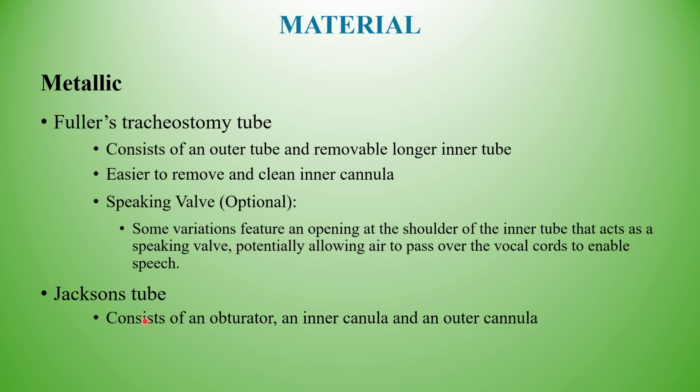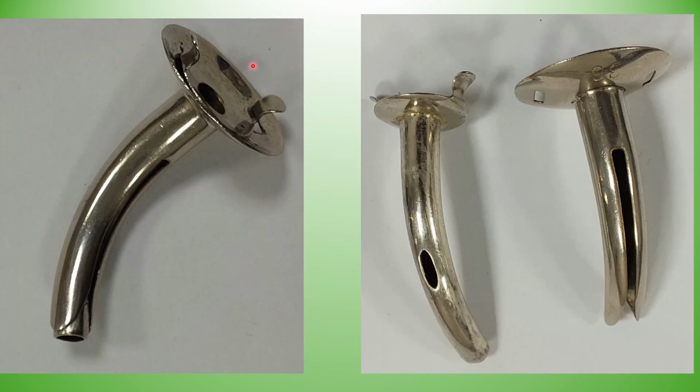Then the Jackson tube consists of an obturator with inner and outer cannula. If you look at this metallic tube, this is the inner, this is the outer. The outer tube has a cleft. The inner tube is longer than the outer tube. So if secretions and crusts are stuck here, the inner tube is removed and cleaned, and the outer tube is spared of those crusts.